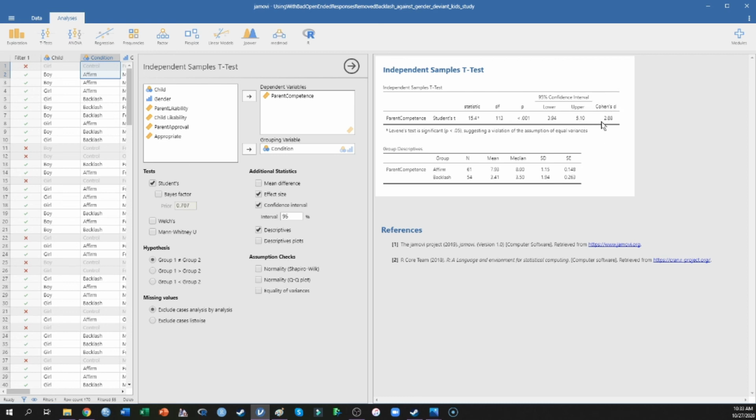My Cohen's d then is 2.88, meaning that the participants perceive the affirmation condition to be 2.88 standard deviations larger than participants in the backlash condition. And this is a huge effect. This was a surprisingly large effect when we actually ran this study.